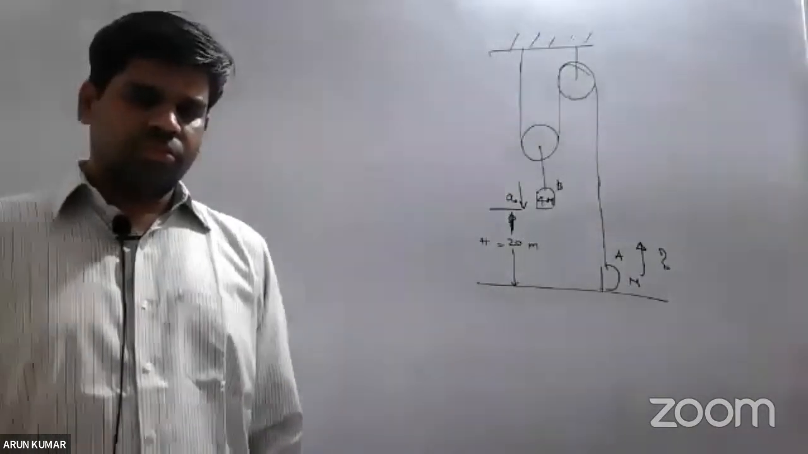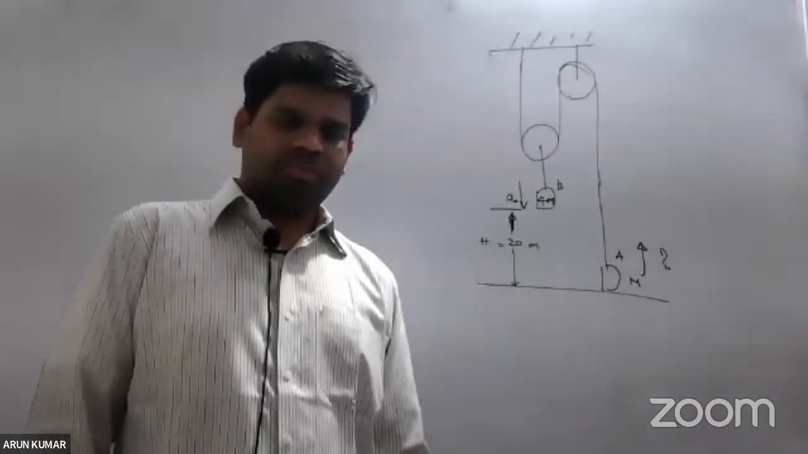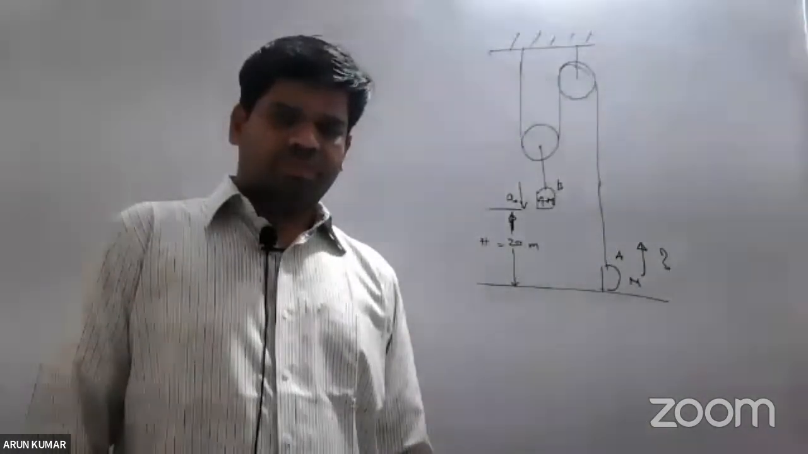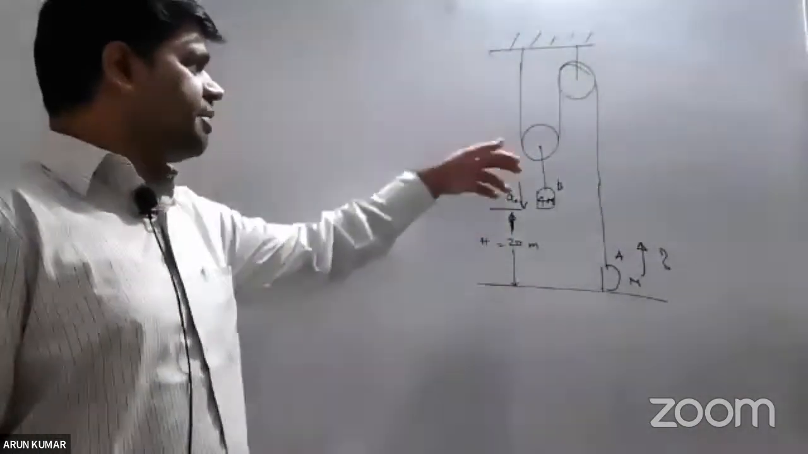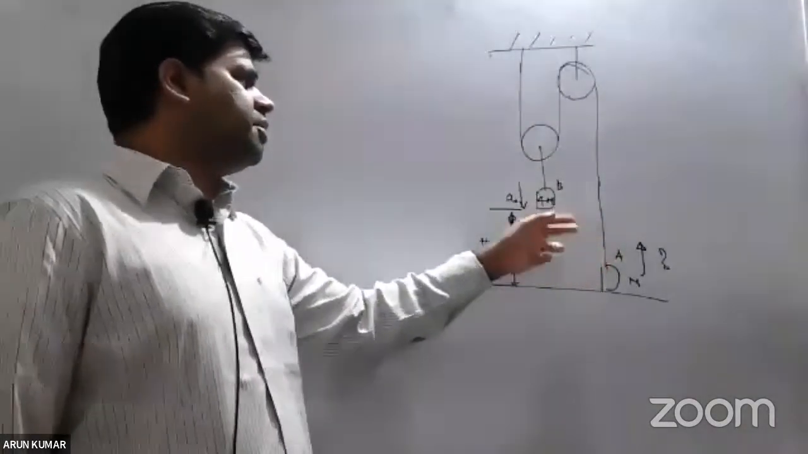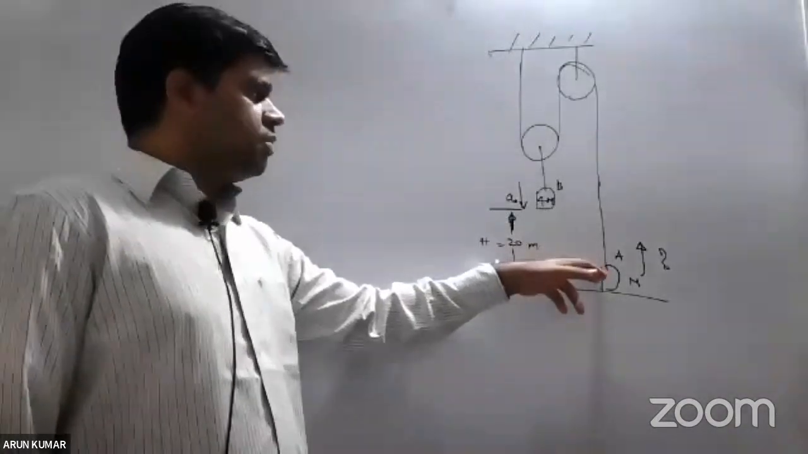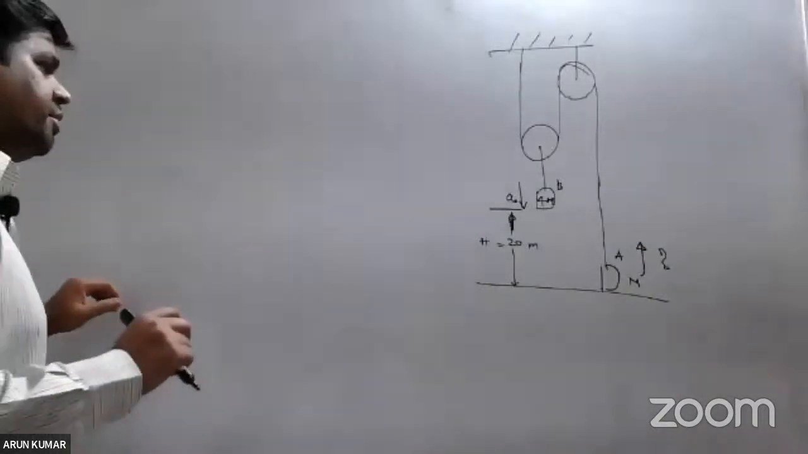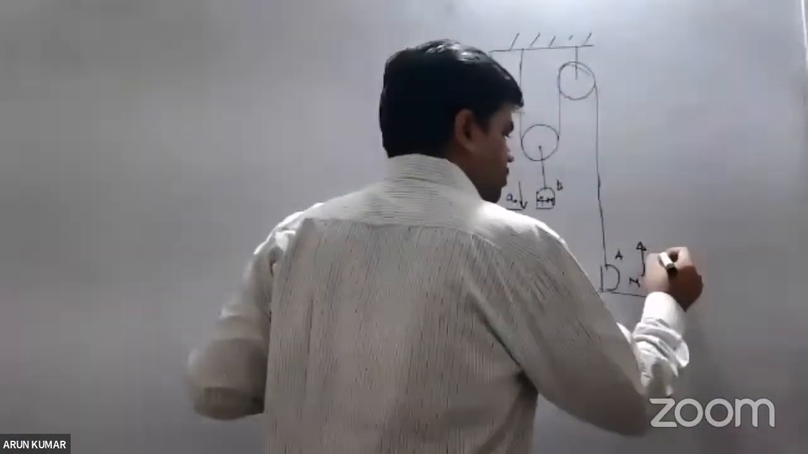And if we move block B downwards by a naught, block A will move upwards by 2a naught, sir. Yeah, that's right. If I move this by x, this comes down by 2x. So if this moves by a naught, this will be 2a naught. If this goes down, this goes up. If this goes up, this goes down. Both of you are right. So this is a naught, this is 2a naught.